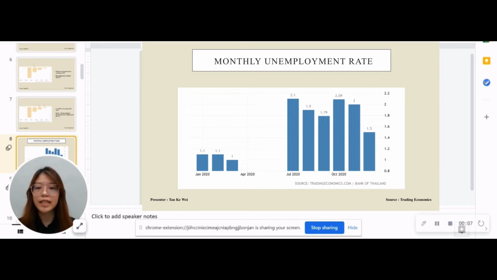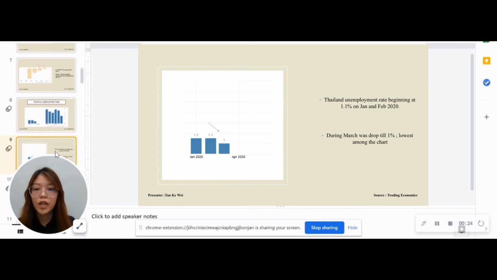Today, I'd like to discuss Thailand's monthly employment rate within the year of 2020. First, we are going to look at the graph from Trading Economics. There are some changes within the year, so coming on, we are looking more closely into each month. In January and February, the employment rate in Thailand begins at 1.1%. Coming to March, it dropped to 1%, which is also the lowest on the chart.